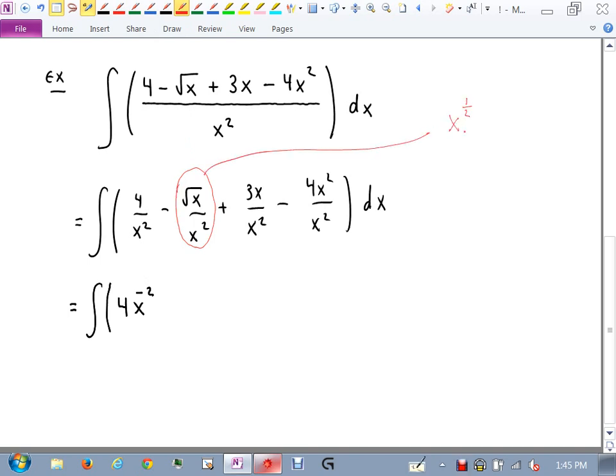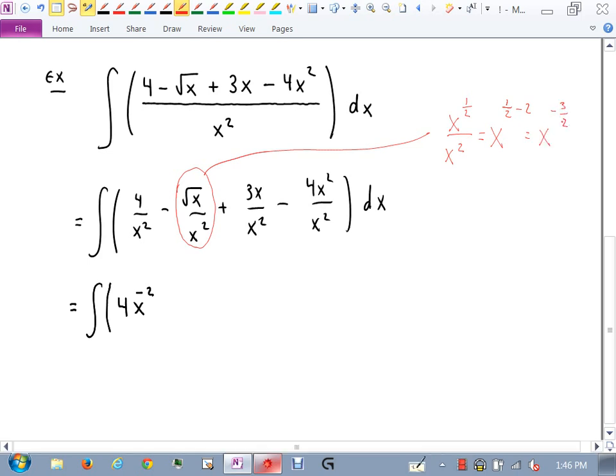That's x to the 1/2 over x to the 2, which is x to the 1/2 minus 2, which is x to the negative 3/2. Right? Square root of x is x to the 1/2. x to the 1/2 over x squared is x to the 1/2 minus 2. 1/2 minus 2 is negative 3/2, so that's x to the negative 3/2. Yeah? So this right here becomes minus, because it was a minus there, x to the negative 3/2.